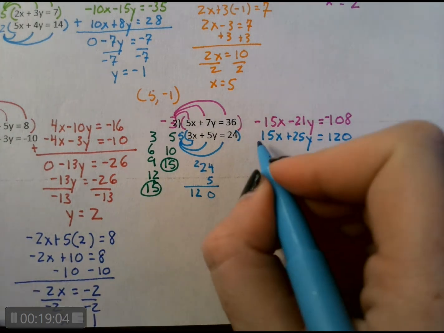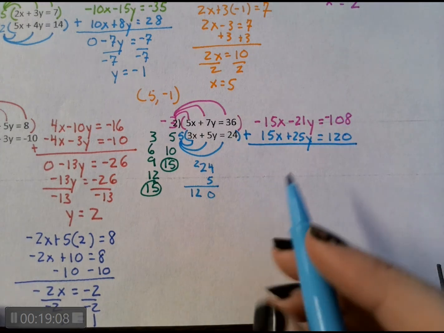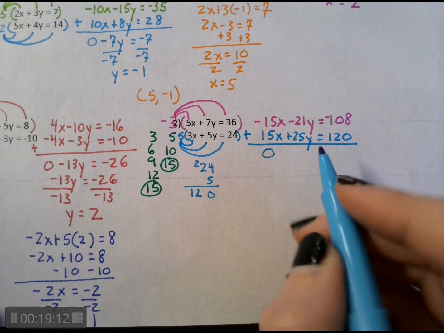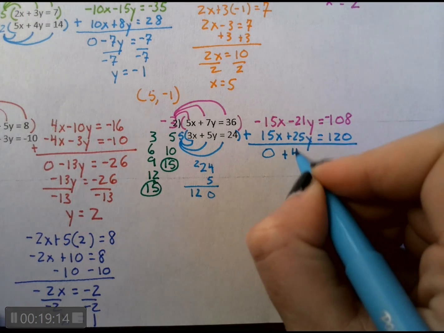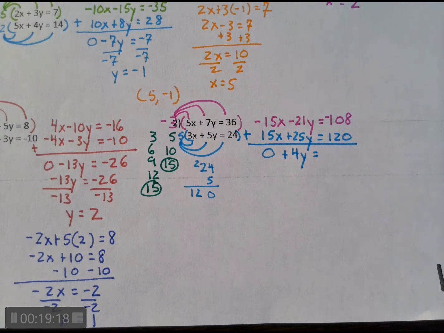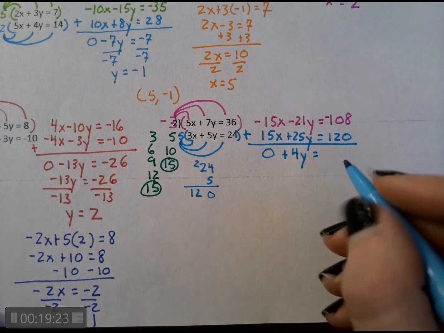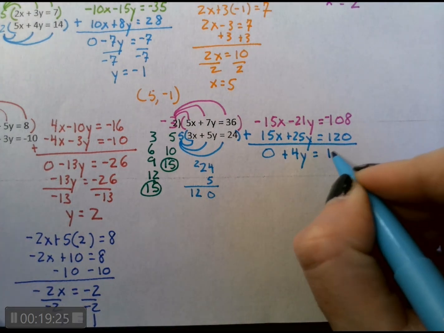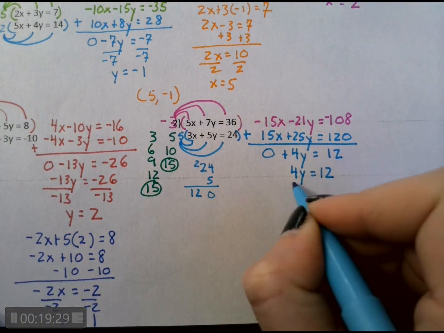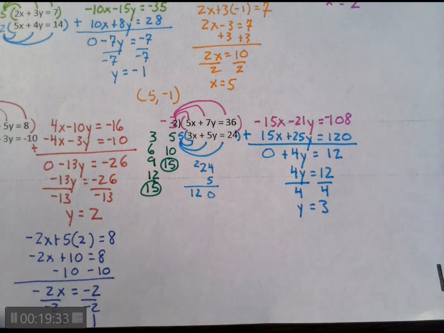Okie dokie. So now we can add them. So negative 15 plus 15 will give me 0. Negative 21y plus 25y will give me 4y. And then negative 108 plus 120 is going to give me 12. Yep, positive 12. So I have 4y equals 12. We're going to divide both sides by 4. So y equals 3.